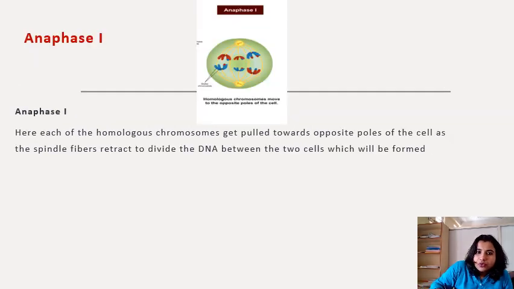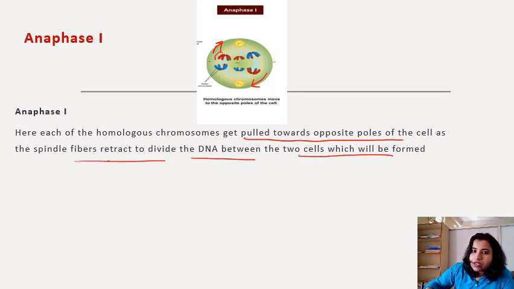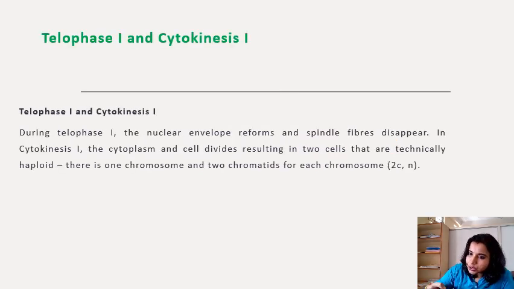Next, anaphase 1. In case of anaphase 1, this spindle will pull the chromosome into opposite poles. These chromatids will move to this side, and these will move to this side. And after this, the cell will divide at the center, giving two daughter cells, right? So in anaphase 1, what basically is happening? The homologous chromosome gets pulled towards opposite poles of the cell, and spindle fibers retract to divide the DNA between the two cells. Next, telophase 1. We have seen in telophase there is a reappearance of the nuclear membrane, spindle fibers disappear, and in cytokinesis, the cytoplasm and cell divide, resulting in two daughter cells.